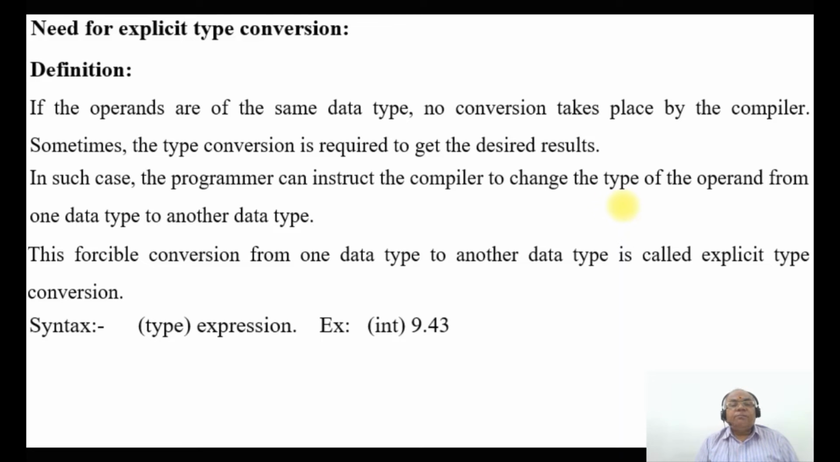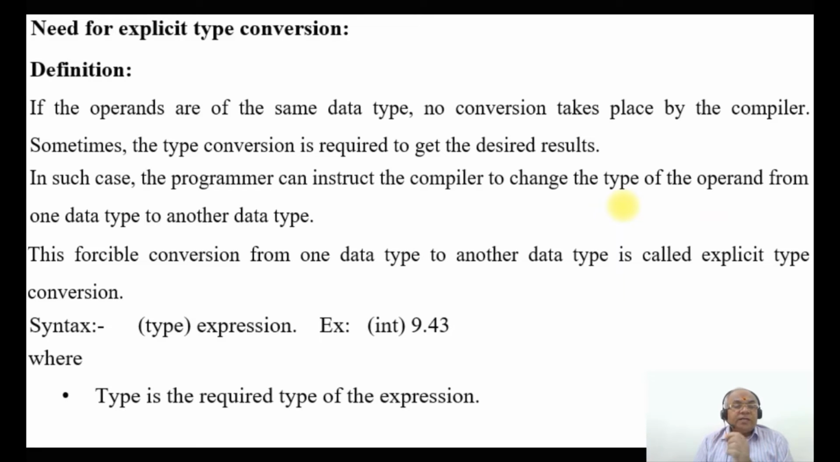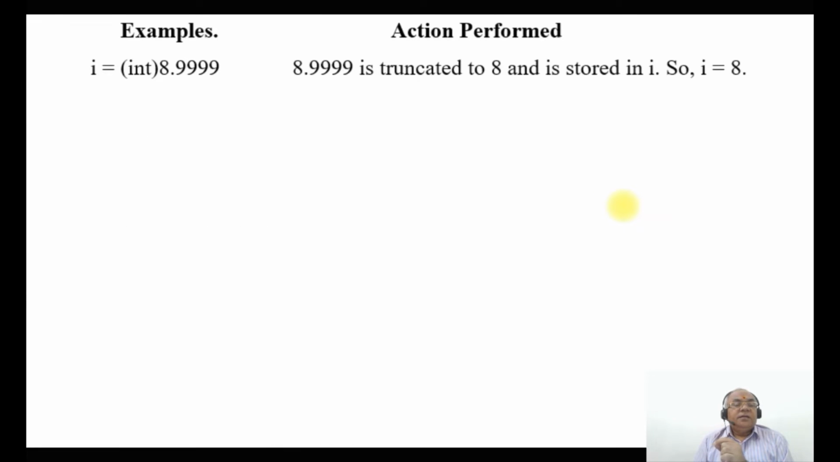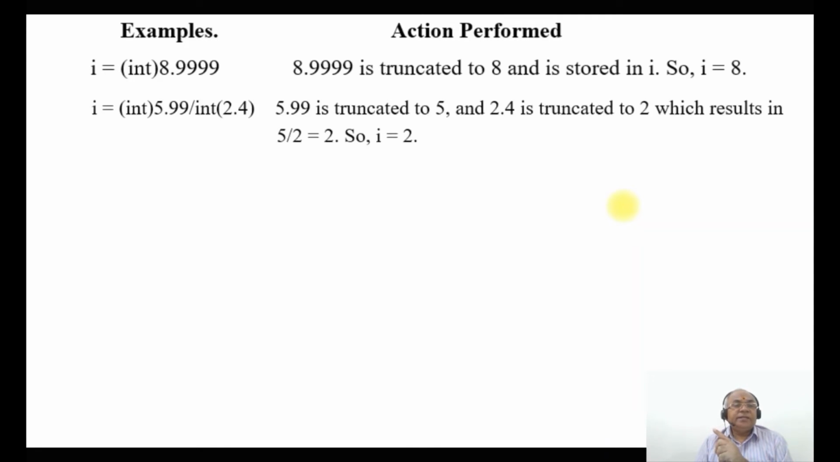For example, if I want int only, that is I want an integer only, but the variable has 9.43, which is a float, the display will be just 9. Here type is the required type of expression, and the expression can be an operand such as a variable or a constant. For example, if I say i is equal to int 8.999, then 8.999 is truncated to 8 and is stored in the memory location of i, which is equal to 8. i is equal to 8.